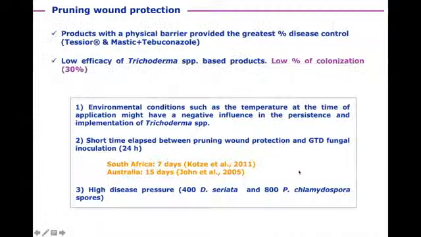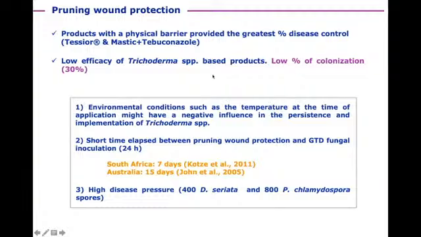To conclude, in this trial, products with a physical barrier provided the greatest percentage of disease control, highlighting the products Tessior and mastic plus tebuconazole, and the Trichoderma-based products showed low efficacy and low percentage of colonization, around 30%.